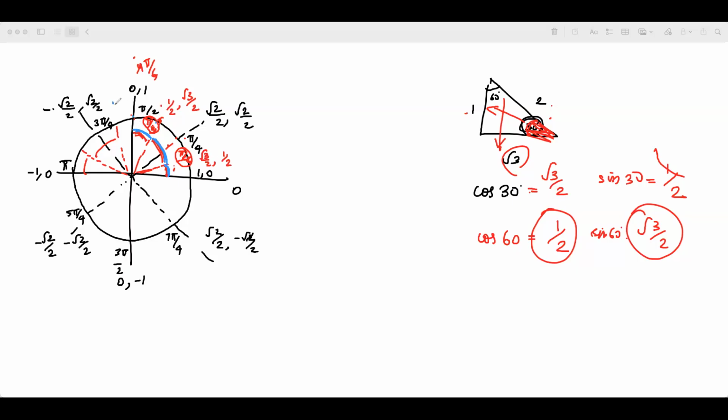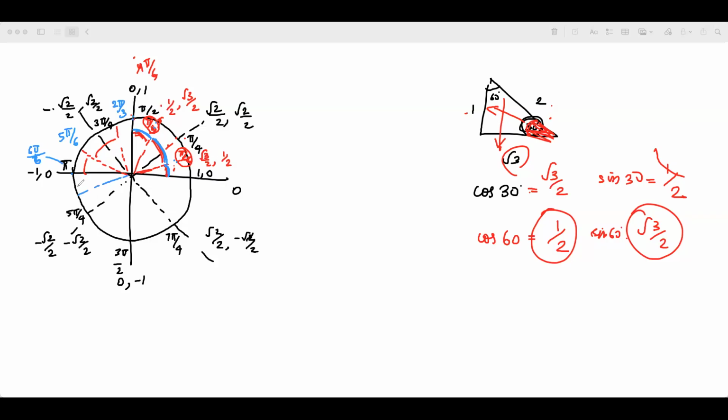Guys, are you all with me? This is pi by 6, 2 pi by 6, 3 pi by 6, 4 pi by 6, 5 pi by 6. Then you have 6 pi by 6. 6 pi by 6 is a pi. Do you see? 6 pi by 6 translates to pi.